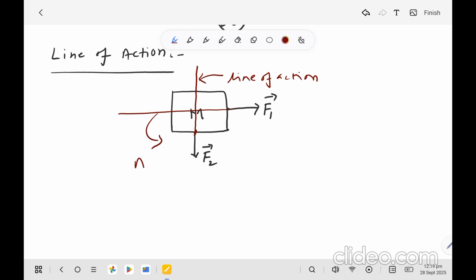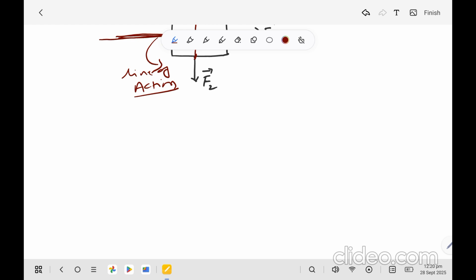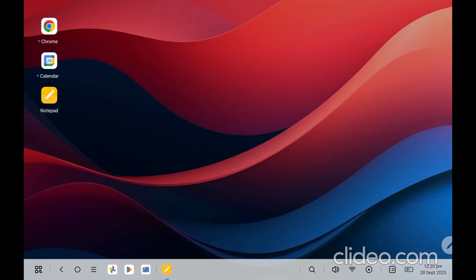Now this is again a line of action. Okay, so it means if we extend the direction of the force in the opposite direction, this is called the line of action of a given force. Now let's discuss system of the forces.